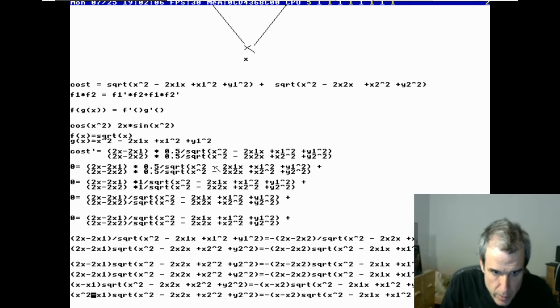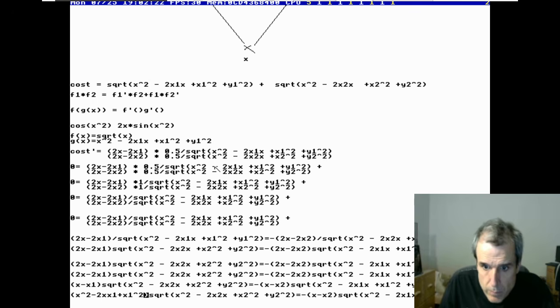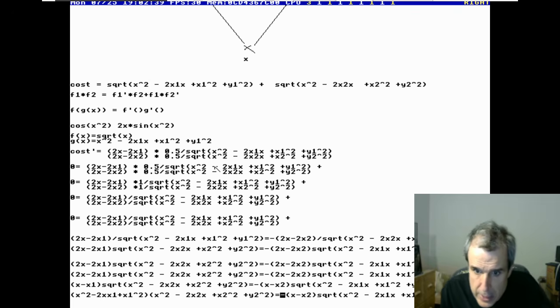x squared minus 2x x1 plus x1 squared. Okay, and this has become squared. Okay, so this is still, I have a bad feeling if we got rid of the negative. Did we screw this up?